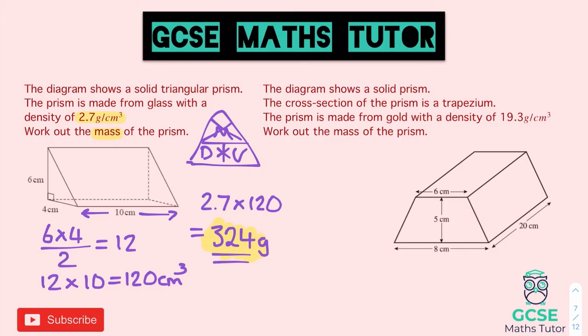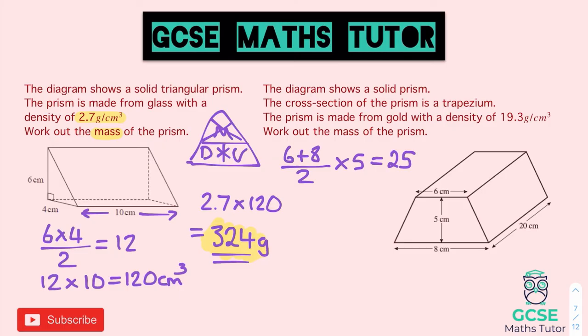On to the next one. A little bit more intensive here because we have to work out the area of the trapezium. So for the area of a trapezium, we add together the two parallel sides, so 6 plus 8 on the front of our trapezium, we divide that by 2 to find the average length, and then multiply it by the height or the distance between them. So 6 plus 8 is 14, divided by 2 is 7, and times that by 5 gives us an area of 25 centimetres squared for the cross section.